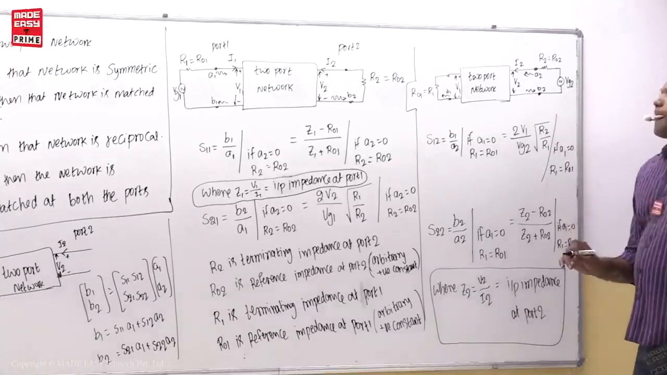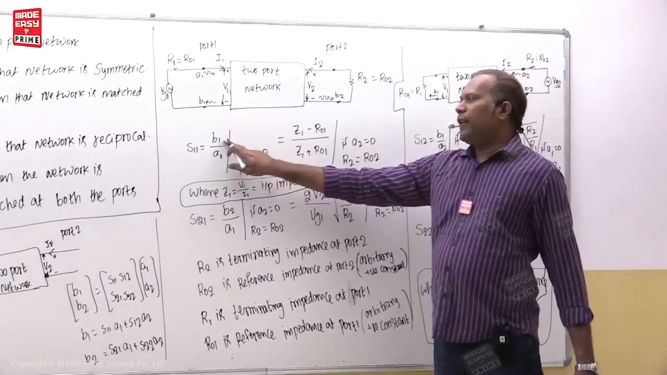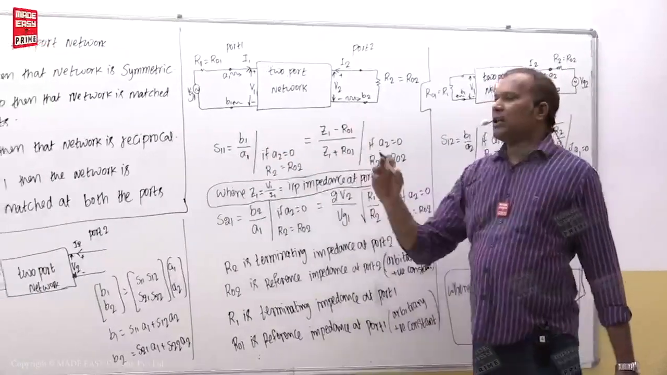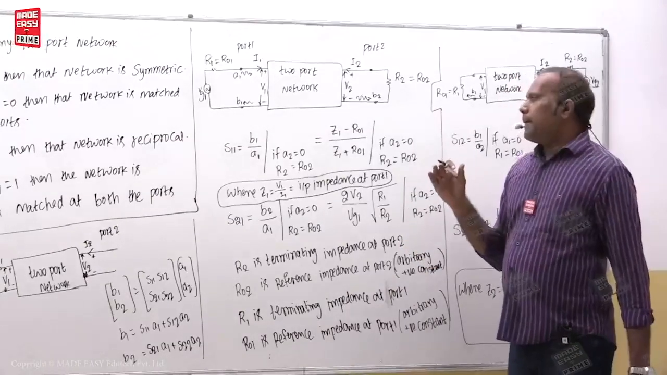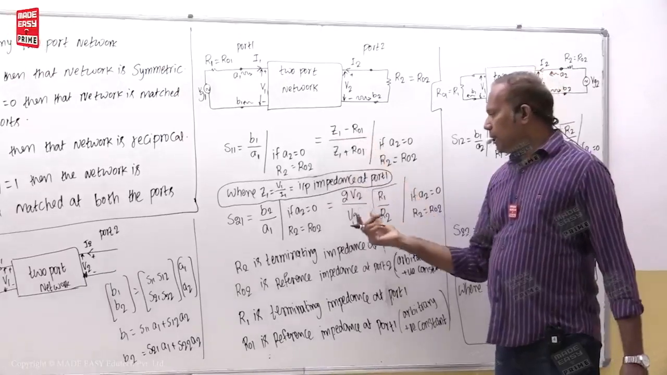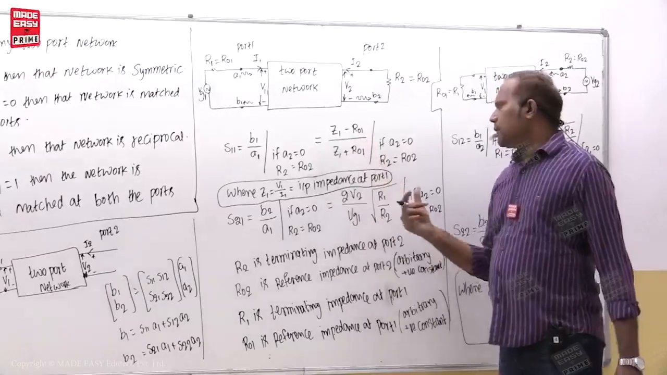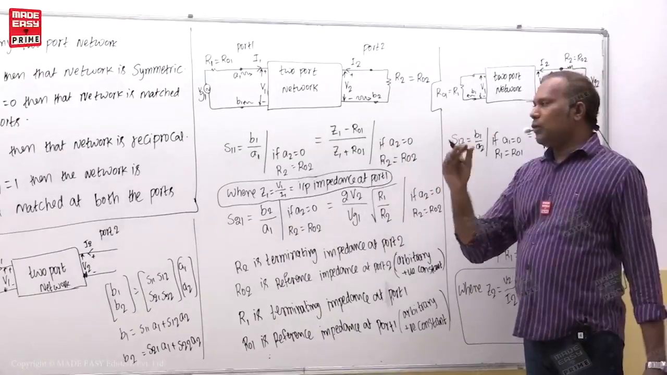So now, one method is by defining B1 and A1. If you want, I will solve one problem based on that also. Another method is by taking this formula and this formula and doing the derivations. Whichever method is suitable for the given case will be used.